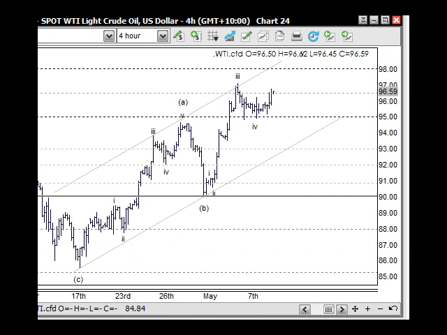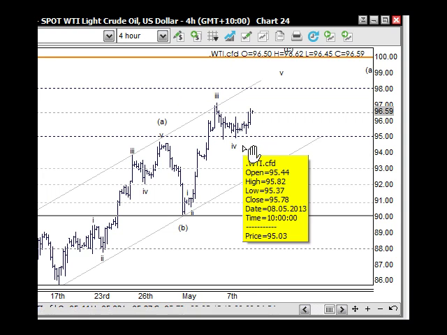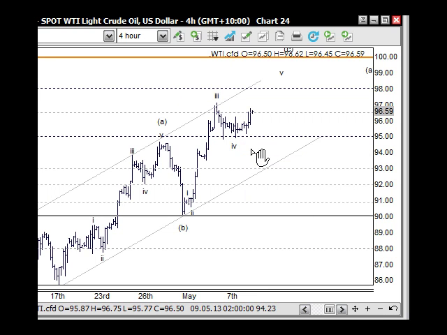Okay, starting with oil, we were looking for a bit of a top in oil, but we're also mindful that while the 95 here is support, we need to treat that with respect. So we need to start looking at this as a corrective wave 4 here, and looking for a new high here into the 98 and possibly into the 100.